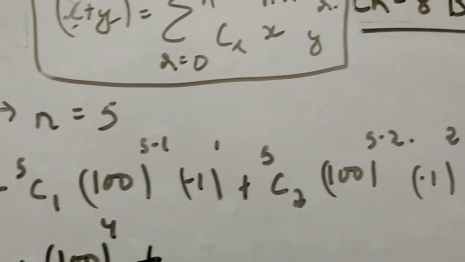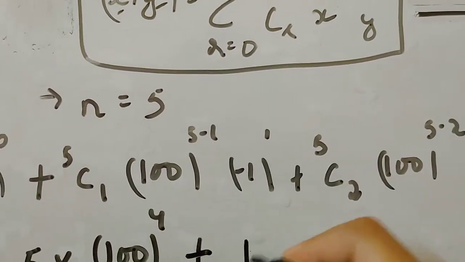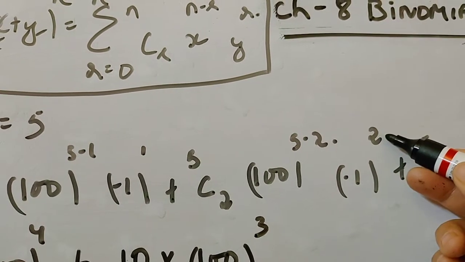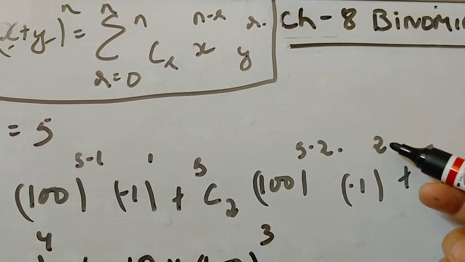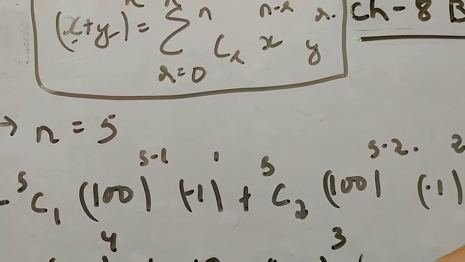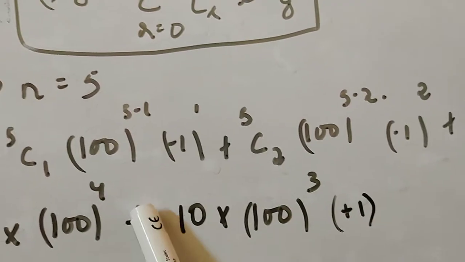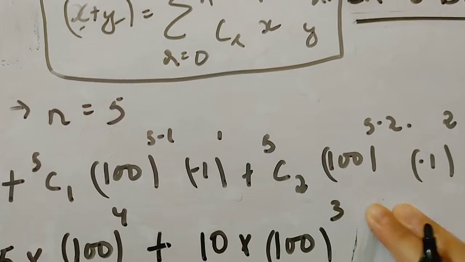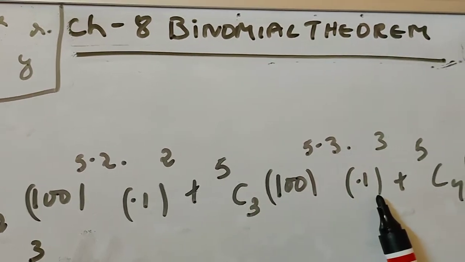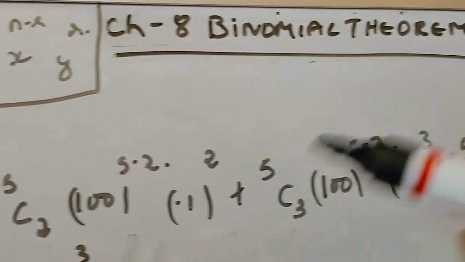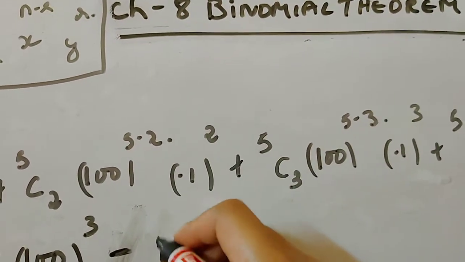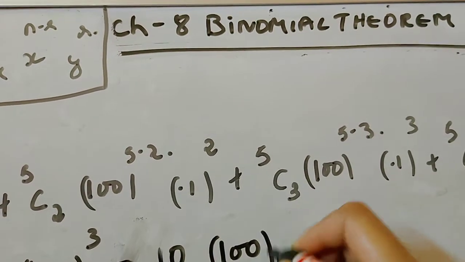So here plus 5C2 value is 10, 10 into 100 to the power 3. Minus 1 to the power even number means the answer is plus 1, so it will be plus here. This plus 1 is getting added, so I need not write plus 1. Here first I will check whether plus or minus. Minus 1 to the power odd means the answer will be coming in minus, instead of plus. My 5C3 is 10, 100 to the power 2.